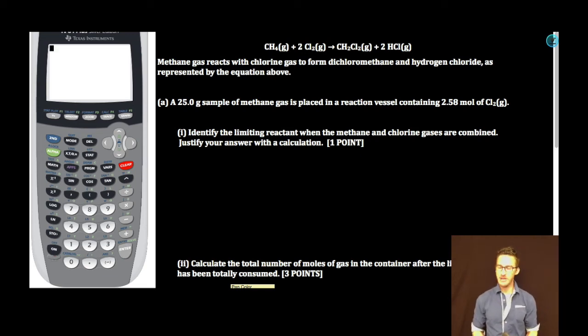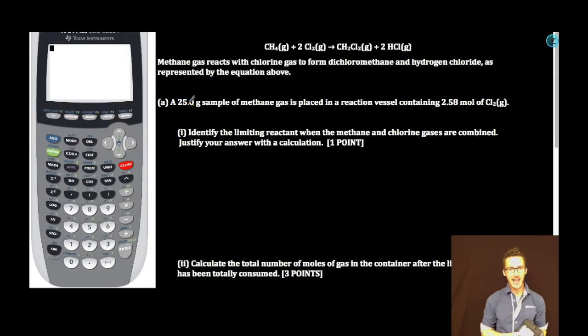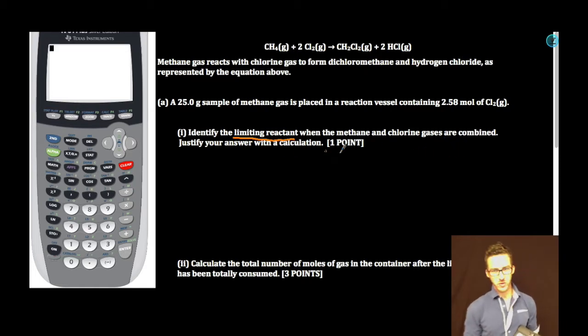Who's ready for a fantastic free response? All right, we are told that methane gas reacts with chlorine gas to form dichloromethane and hydrogen chloride, as represented by the equation above. Boom! Part A. A 25.0 gram sample of methane gas is placed in a reaction vessel containing 2.58 moles of chlorine gas. Identify the limiting reactant when the methane and chlorine gases are combined. Justify your answer with a calculation.